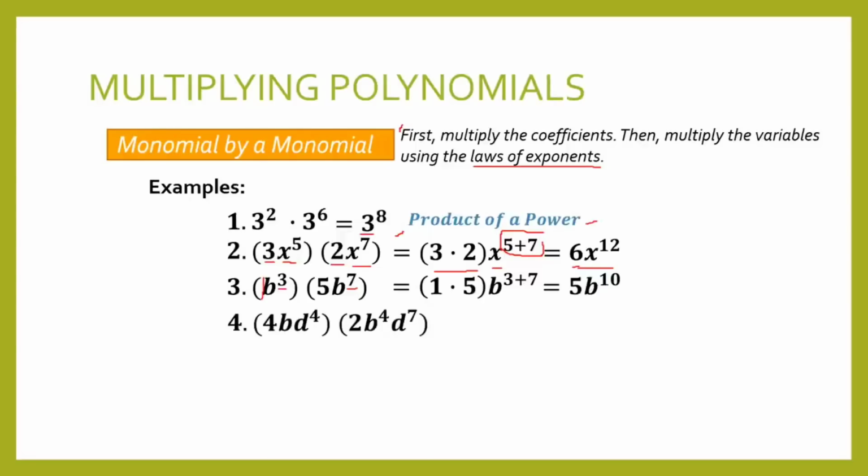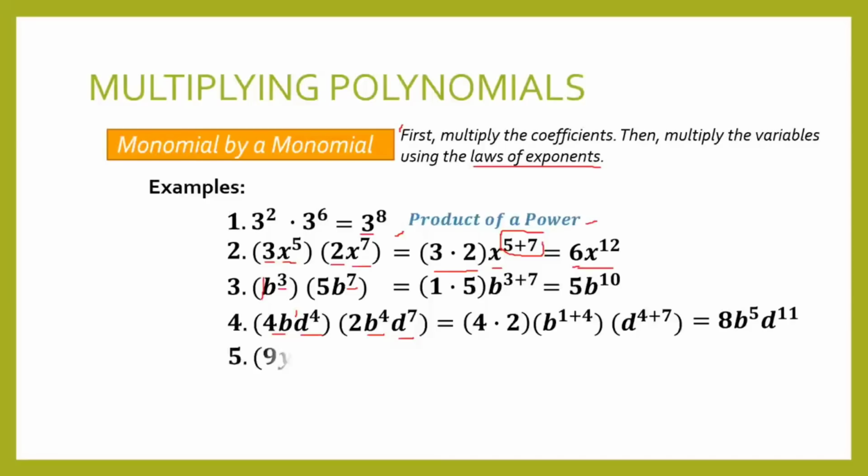Example number 4, we have two variables, b and d. So we use the same procedure. We multiply first 4 and 2, and then multiply b raised to 1 over b raised to 4, and then multiply d raised to 4 over d raised to 7. And when we multiply that, we have 8 times b raised to 5 times d raised to 11, or 8b raised to 5 d raised to 11.